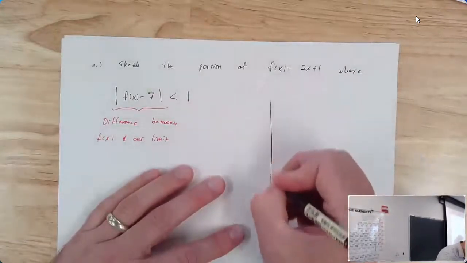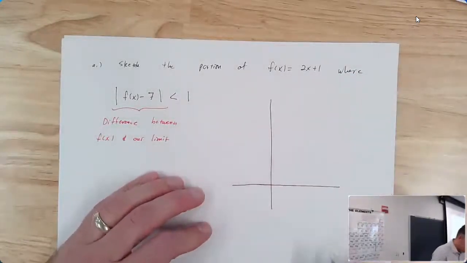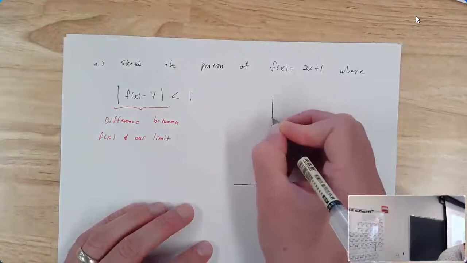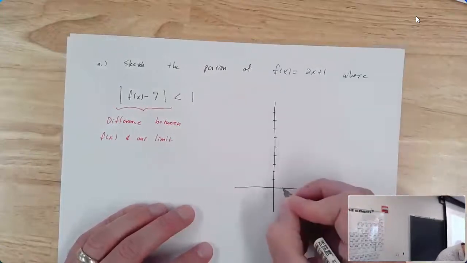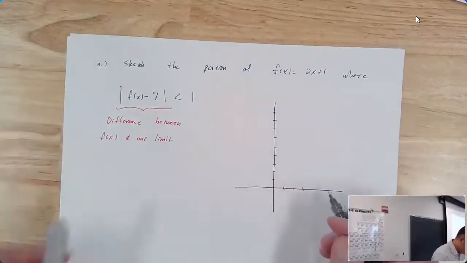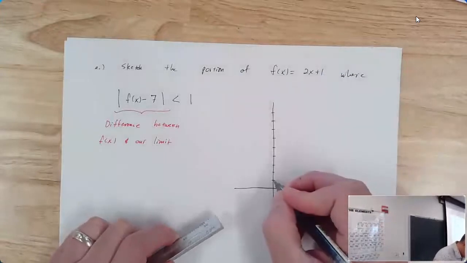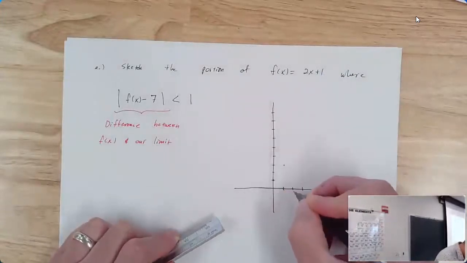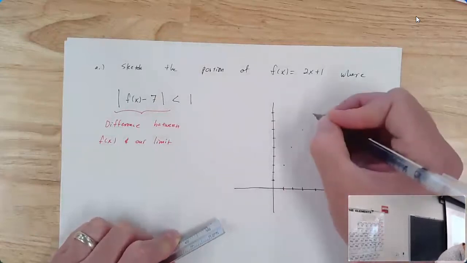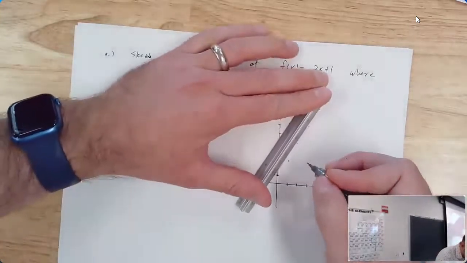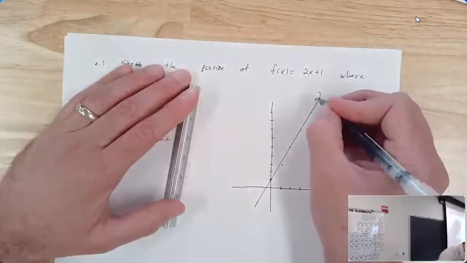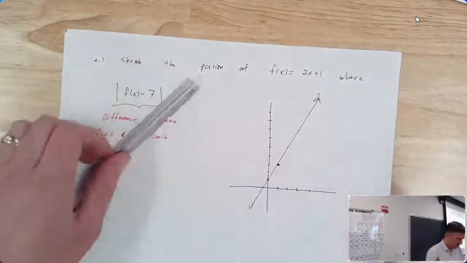So we want to do a fairly decent job of graphing it. 1, 2, 3. And so this should look like, I should get the points (0, 1), (1, 3), (2, 5), (3, 7), (4, 9). Okay, so here's my graph. Oh, but I drew too much.